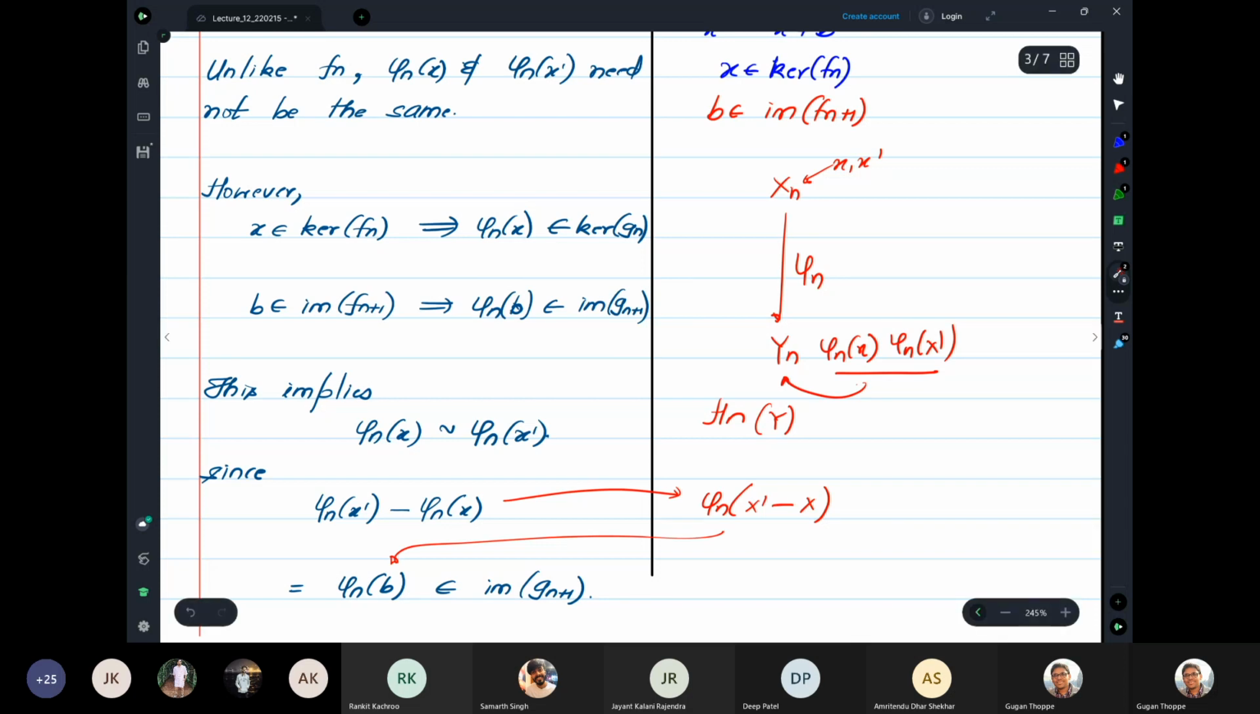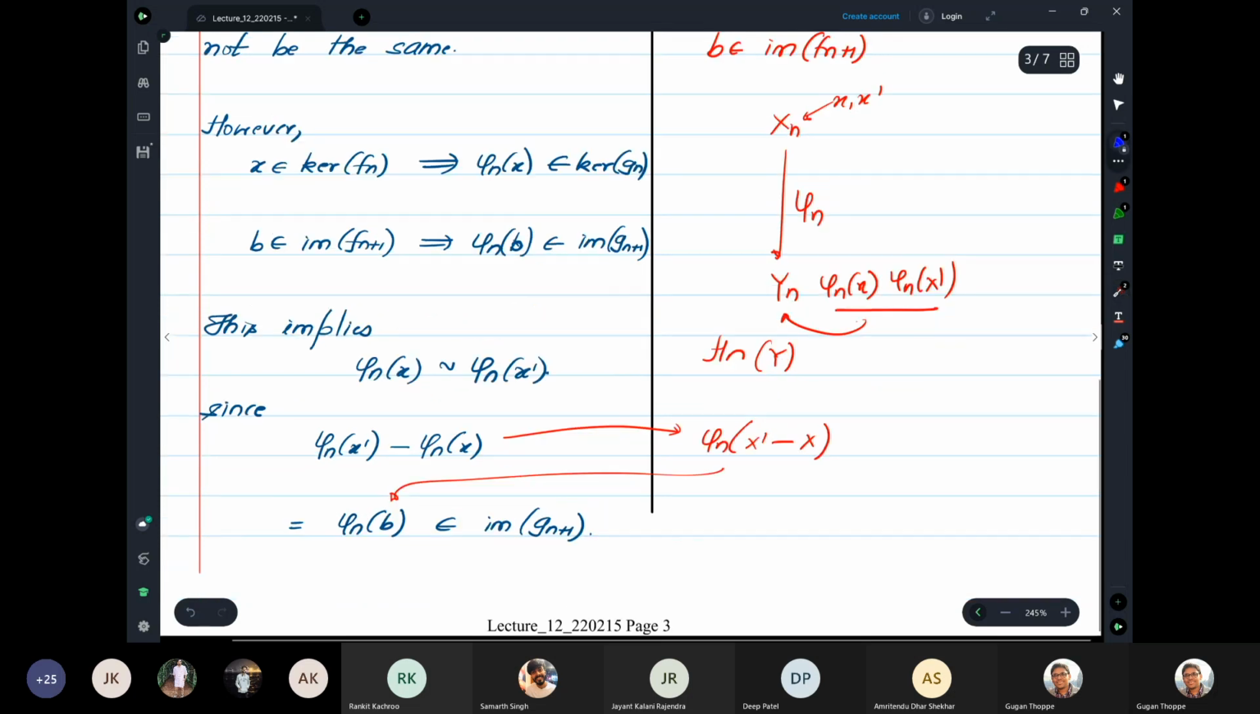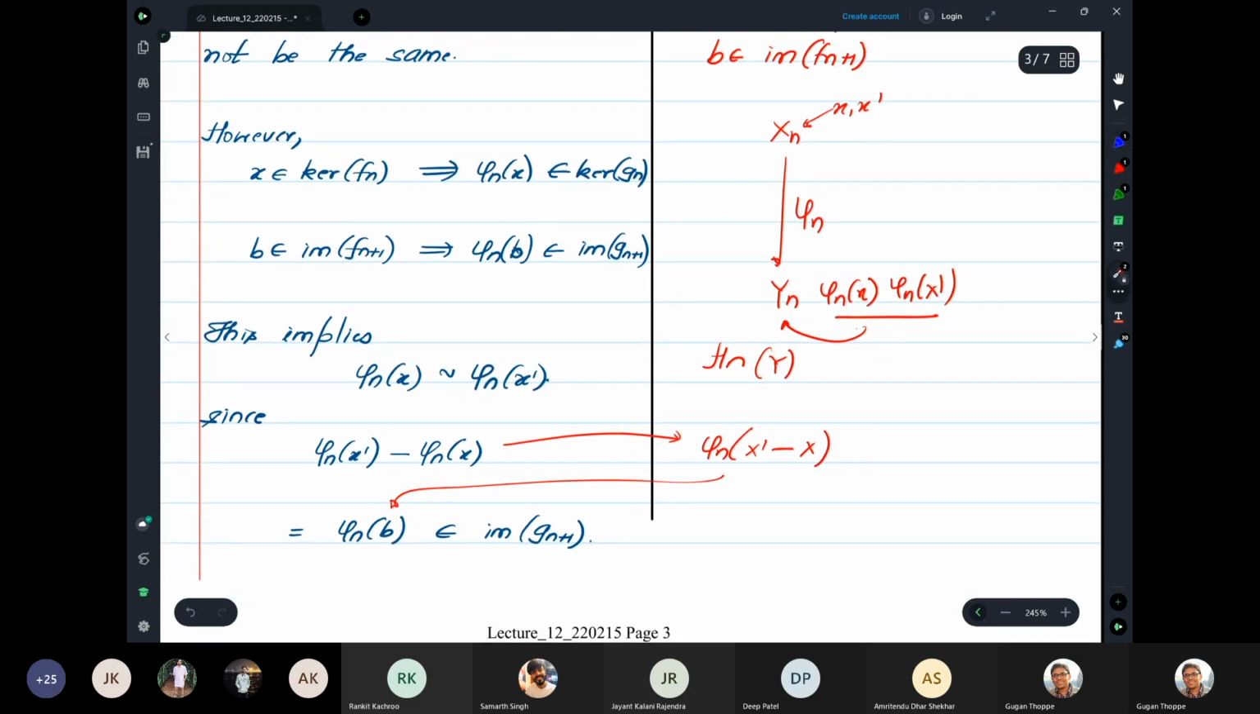Is this okay? So from this it follows that these two things follow, that phi n of x and phi n of x prime lie in kernel of gn.